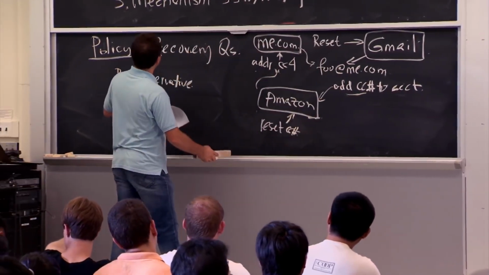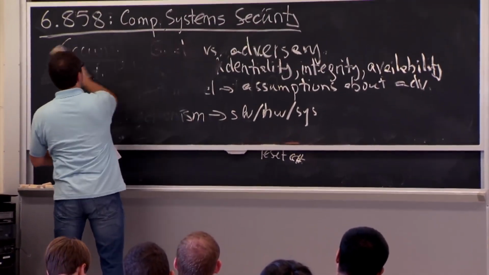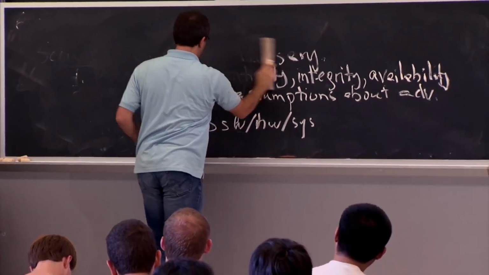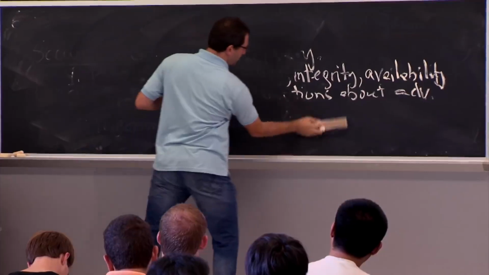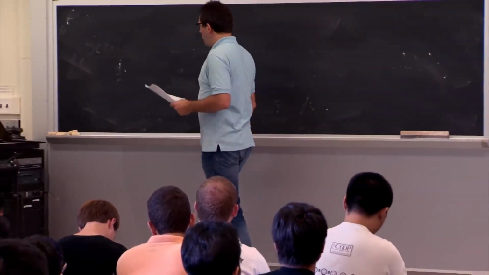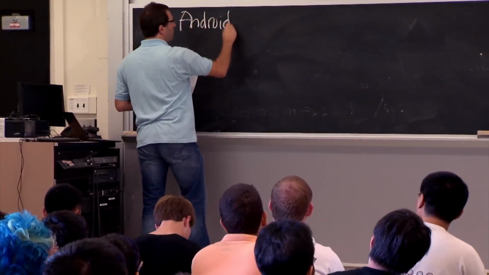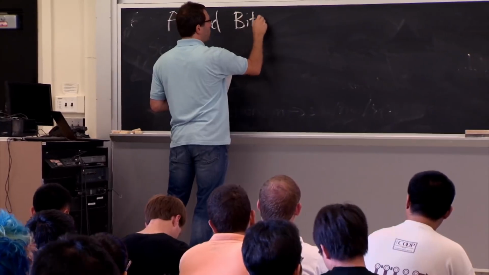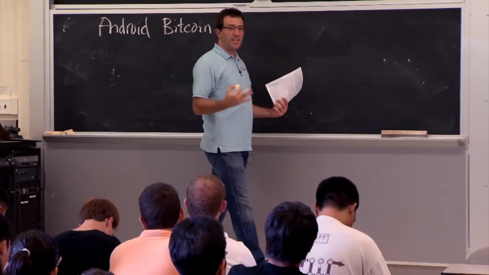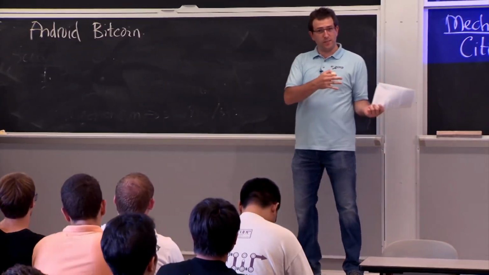Another example that's not so much in missing checks is a problem that showed up on Android phones a couple of months ago. Maybe I'll use this board over here. The problem was related to Bitcoin, which is, I'm sure you've heard, an electronic currency system that's pretty popular these days. The way that Bitcoin works at a very high level is that your balance of Bitcoins is associated with a private key. And if you have someone's private key, you can, of course, spend their Bitcoins.